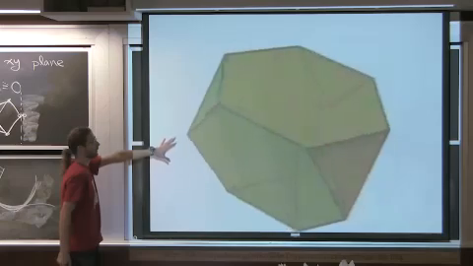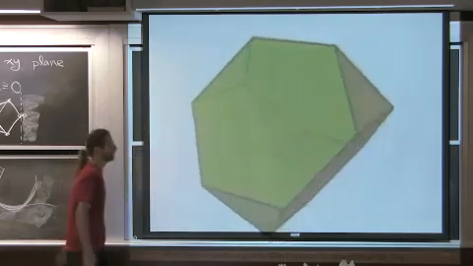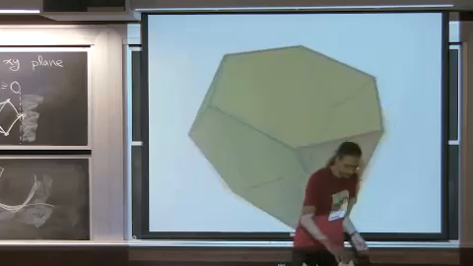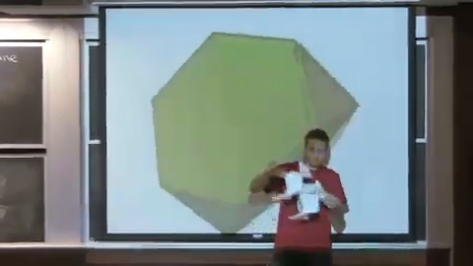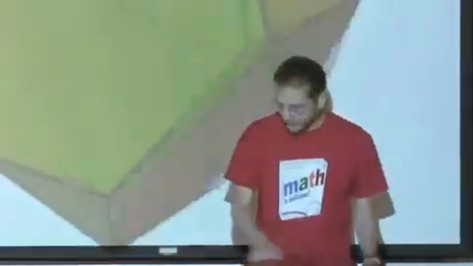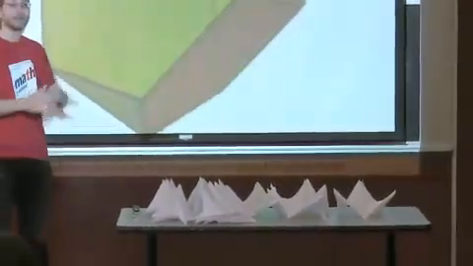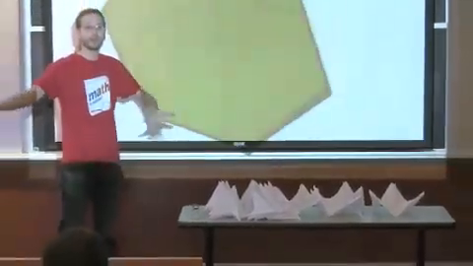This is the truncated tetrahedron. It's got 4 triangles, 4 hexagons. So last time we made the 4 triangles. These are the 3 hats. And they can be joined together to form a tetrahedron by themselves. We've got enough hypars to make the 4 hexagons, and then we just need to tape them together, and we will get the truncated tetrahedron. Who would like to help? Come on up.